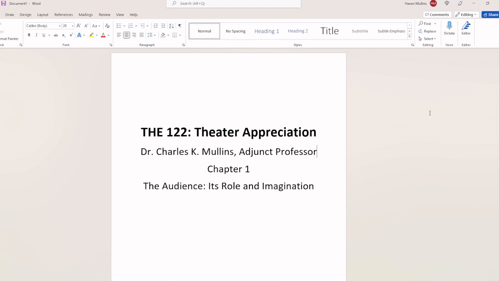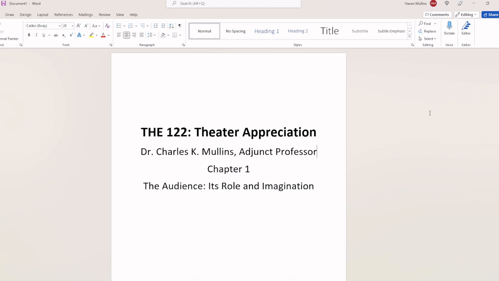I teach this class, you could say, from the perspective of the audience. We do look at things from the perspective of being on stage. We look at acting, directing, and design, and that includes scene design, costume design, set, lighting design, and sound design. We look at stagecraft and theatrical makeup, all of the components of technical theater.